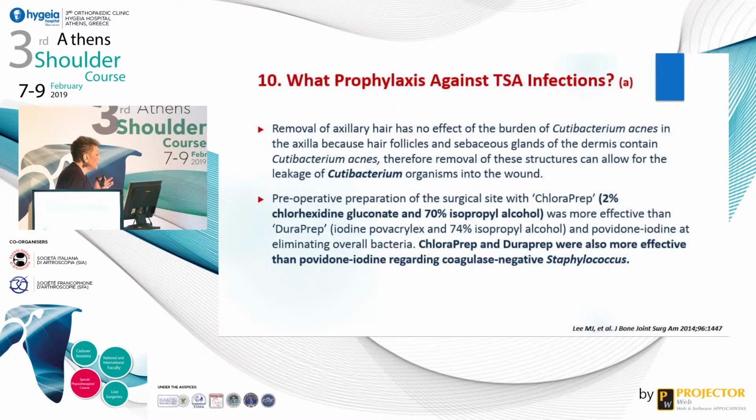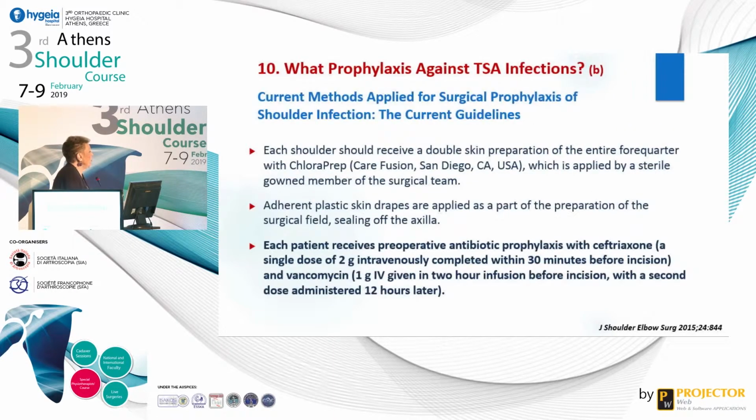And what prophylaxis? Well, do not remove the axillary hair, because then you could spread Cutibacterium acnes everywhere in the wound. And people suggest that 2% chlorhexidine gluconate plus 70% isopropyl alcohol is much more effective than the classical iodine preparations. And each shoulder should receive a double skin preparation, adhesive plastic skin drapes, and each patient should receive preoperative antibiotic prophylaxis with ceftriaxone and vancomycin.